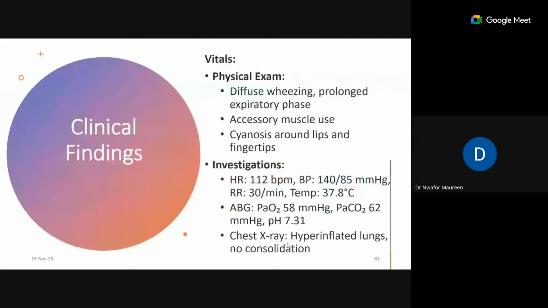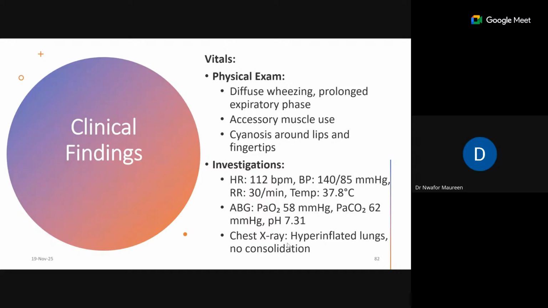Bearing all this in mind, the clinical findings on physical exam: diffuse wheezing, prolonged expiratory phase, accessory muscle use, cyanosis. Then investigations: heart rate is 112 beats per minute, BP 140/85. Then you can look at the ABG results. PO2 is 58 millimeters of mercury, PCO2 is 66 millimeters of mercury, and pH is 7. So looking at it, what do you have to say? It's respiratory acidosis.